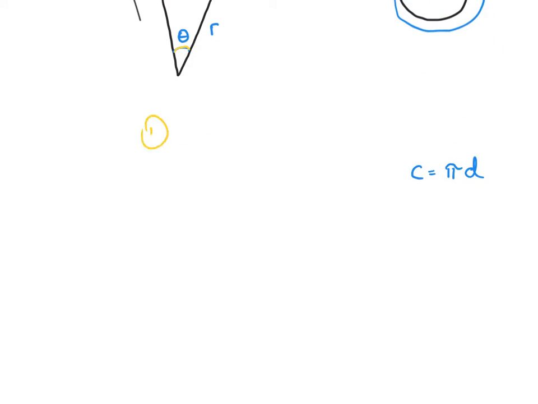Okay, so let's start with this example here, where we've got the sector of a circle and we're looking to find the arc, which is this curved bit here. And I'm going to say that this angle here is 30 degrees and that the radius is 5 centimetres.